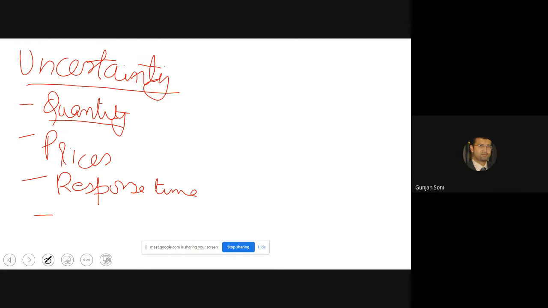There are two, three things also which can be added. Think about it. Okay, I'll give. So it could be uncertainty in the variety required by customers. Uncertainty in the variety required by the customers.